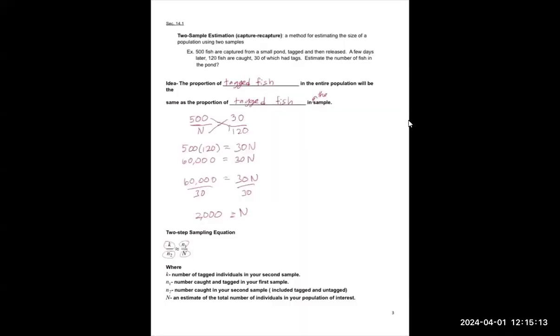And that concludes 14.1. I'm excited to introduce 14.2 to you, and we're going to go into sampling and methods of sampling to help us make sure that our estimates are as accurate as possible. All right, bye class.